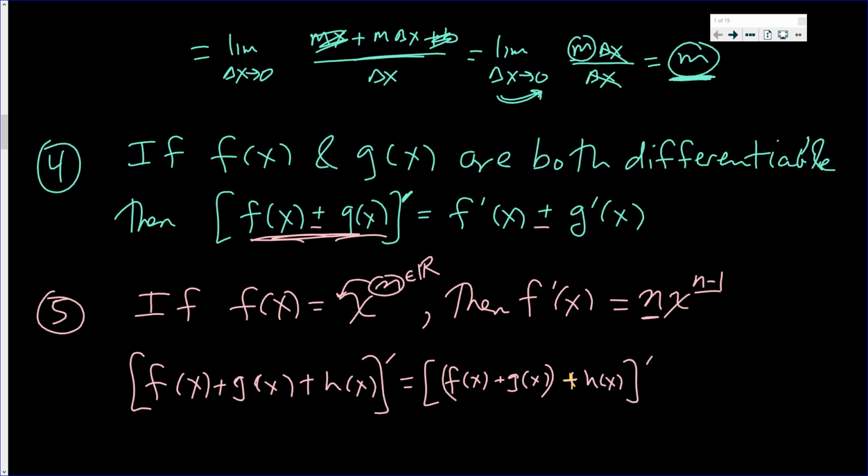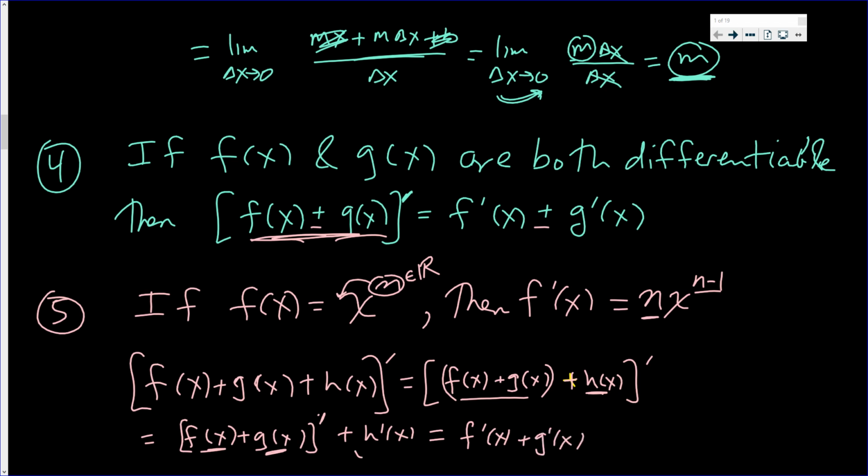So the rule says it's the derivative of the first function plus the derivative of the second function. Now I'm going to think of this as the sum of 2 functions. Oh, the derivative? I know that. That's the derivative of the first plus the derivative of the second, coincidentally, plus h prime of x. And we can do this with 4 functions or 5 functions.